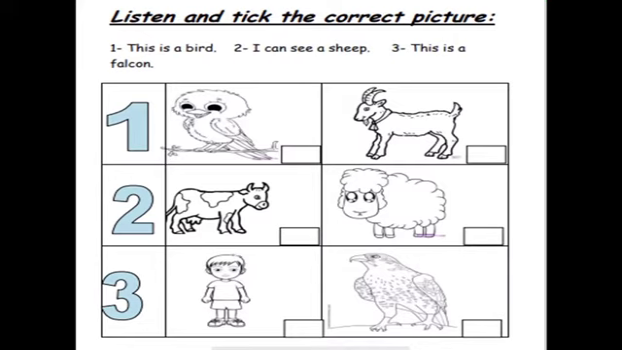Now, guys, this is a bird. We want to take the bird here. Yes, my friend, this is bird. I can see a sheep. Yes, it is a sheep. Cow or sheep? Yes, it is a sheep, of course. Here, this is a falcon. Yes, we will take the falcon, of course.